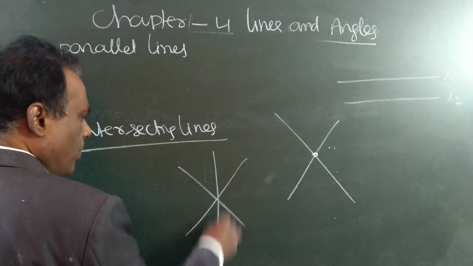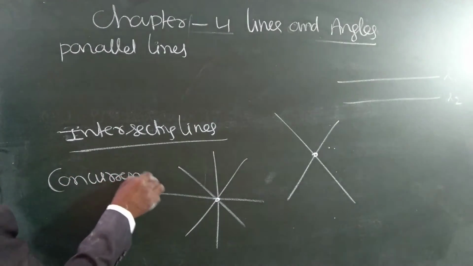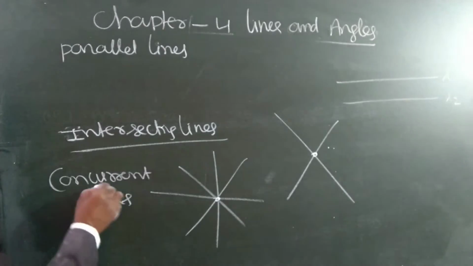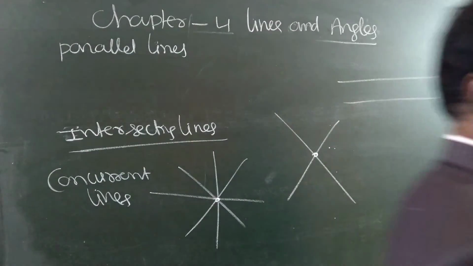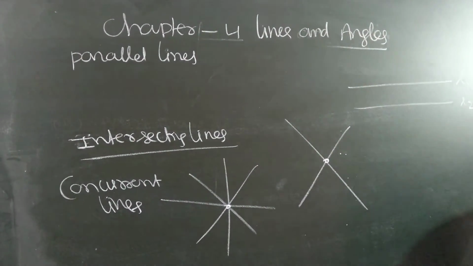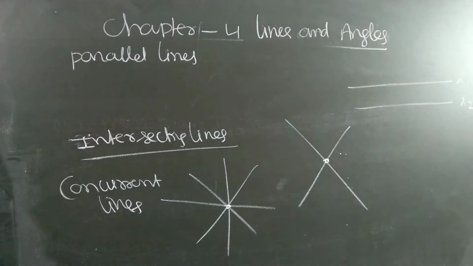If more lines are passing through the same point, these are called concurrent lines. Concurrent means meet at the same point. Write down. The number of lines which meet at the same point are called concurrent lines.